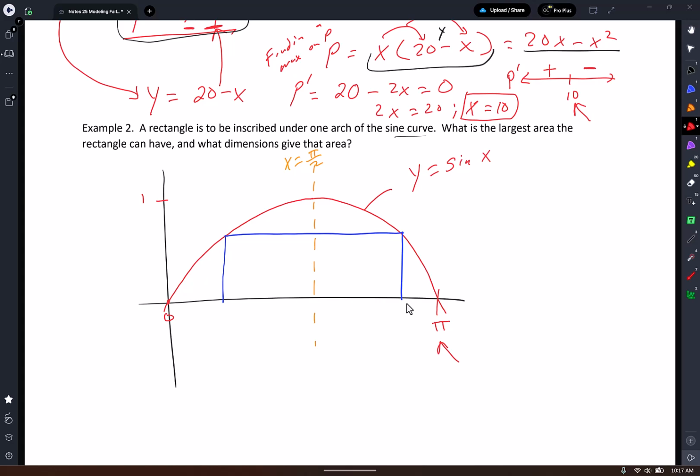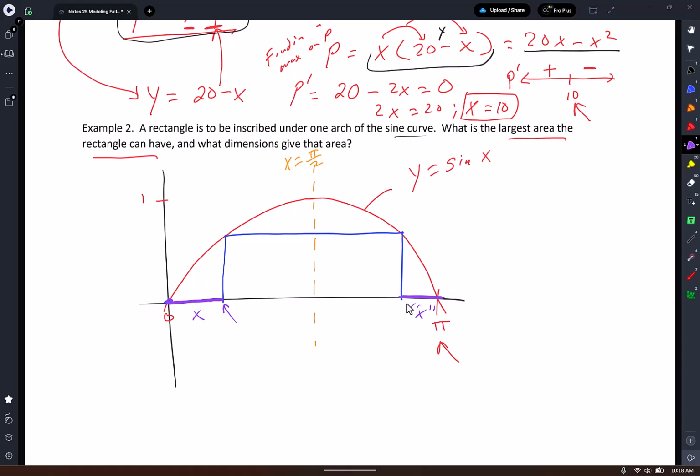What do I want to find? What is the largest area the rectangle can have? So I need dimensions, right? So here's what I see. The distance between the origin at 0 and this point right there, the gap that I'm showing in purple, is just some x value, right? And because it's symmetric at pi over 2, if this is some x value, then this distance right here is also x. Does that make sense to you?